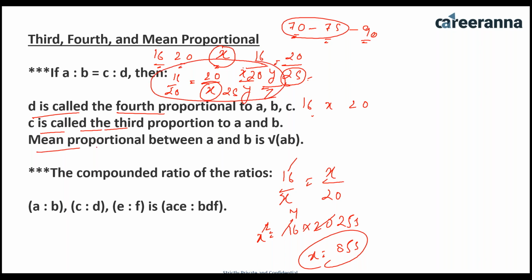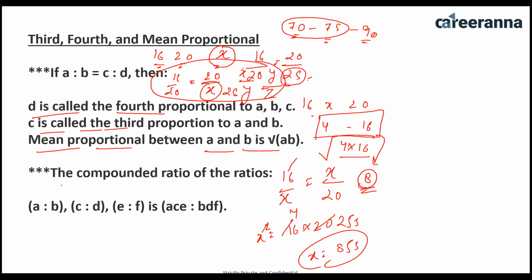Okay, so mean proportional, I told you it is root AB. So if you have to find out mean proportional of 4 and 16, what will be that? 4 multiplied by 16, root. This is 64 and root of 64 is 8. This is mean proportional to 4 and 16. I think it is clear to all.